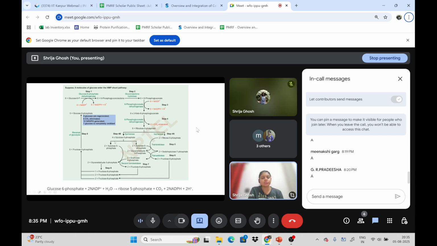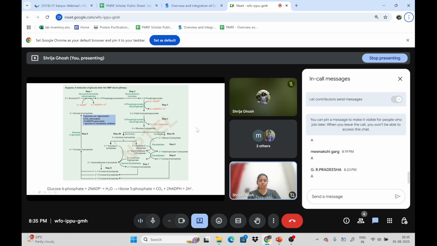So basically, you don't have to mug up these pathways. You should try to understand the pathway, how it is proceeding, and automatically you will see that you will be able to write the pathway without actually mugging it up. Okay, so if you understand what is happening, how many carbons we are starting with, how many carbons we are ending up with, you can logically write the pathway.